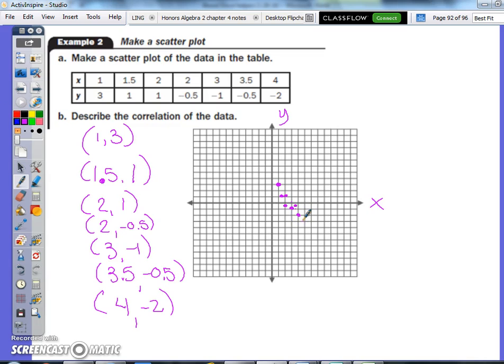And you can see that this generally has a line that goes like this. So this has a negative correlation. Now some of you are saying, Mrs. Shychuk, I don't know what that means.